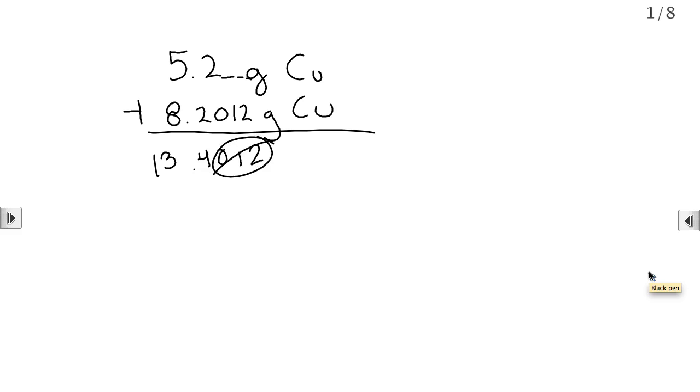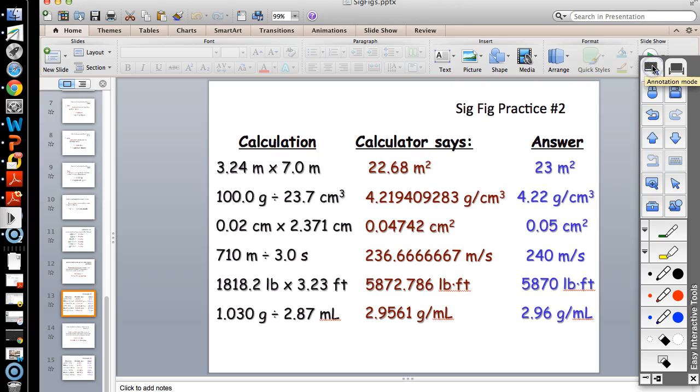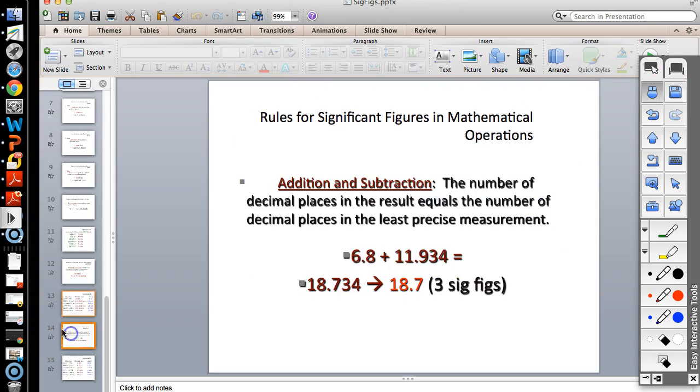I don't know. So when you're adding or subtracting, you don't look at the whole number. You only look at what's after the decimal. And the one with the fewest after the decimal is kind of the one that runs the show. So the figure that has the fewest digits after the decimal is going to decide. So I'll show you another example, and we'll do some practice on this, and then you have some more practice to do. So you're going to be okay. Let's go back to this.